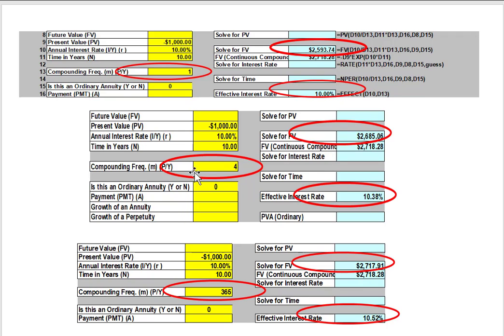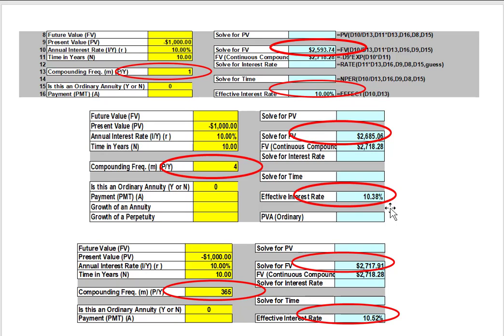If we look for the end value, here it's 4. It's $26.85. Once a year is $25.93. 4 times is $26.85. So it's the same investment, but it grew to a greater value. So what does that mean? That means it must have earned a higher rate of return. So the effective interest rate is the actual interest rate that you earn for the period.